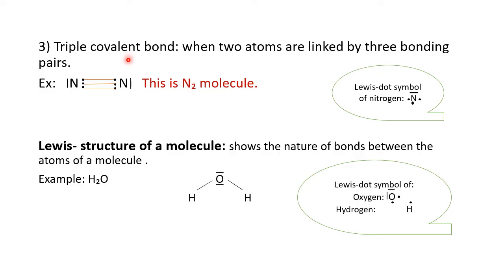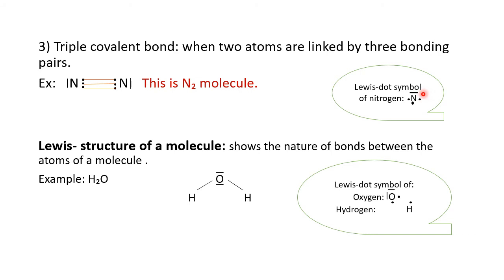The third type of covalent bond is the triple covalent bond. It is when two atoms are linked by 3 bonding pairs. For example, in this N2 molecule, we have 2 nitrogen atoms. Nitrogen has the following Lewis dot symbol. It has 5 valence electrons. Thus, we put 5: 1, 2, 3, 4, 5.